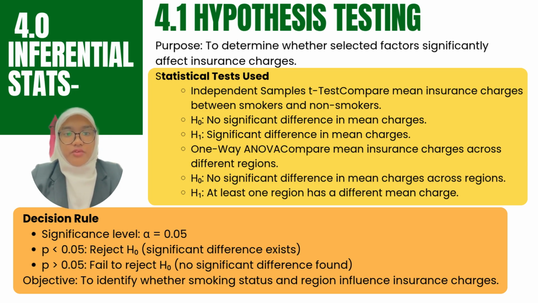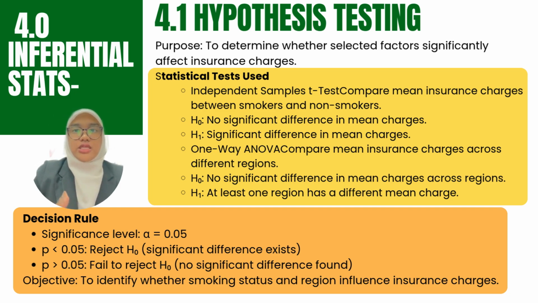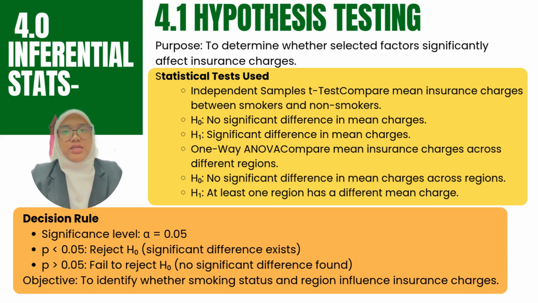Two tests were used. The first one is the independent sample t-test, which was conducted to examine whether there is a significant difference in insurance charge between smokers and non-smokers. The second is the one-way ANOVA, which was used to determine whether insurance charge differs significantly across different regions.